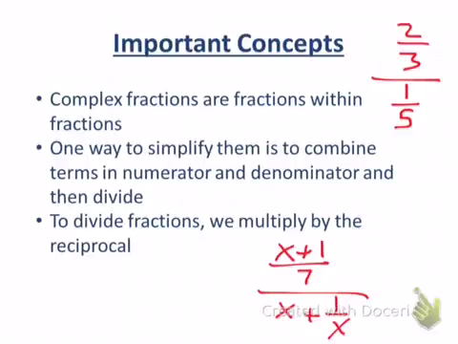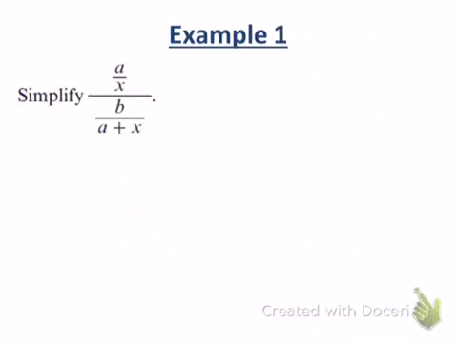A complex fraction is a fraction within a fraction. One way to simplify them is to combine terms in the numerator and denominator and then divide, right? We know how to divide fractions. How do you divide fractions? You multiply by the reciprocal. To divide fractions, we multiply by the reciprocal. You keep the top, you flip the bottom, and you change division to multiplication. You keep, flip, and change. All right, so let's just dive right in and look at some examples.